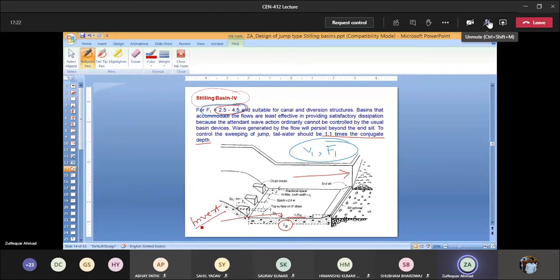The rest of the things, like what should be the size of the chute blocks, are written here. What should be the slope of the end sill and what should be the height of the end sill is given here, right? The length of the basin and invert I will tell you later on. So this is the Stirling basin 4.